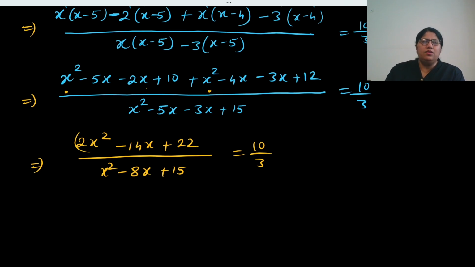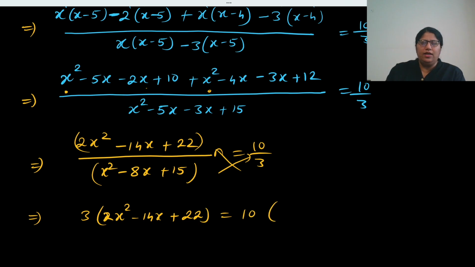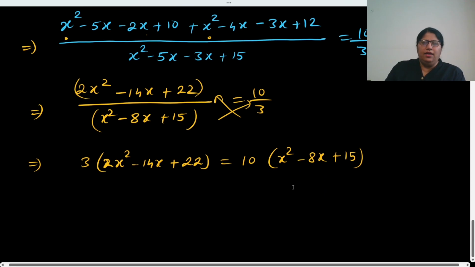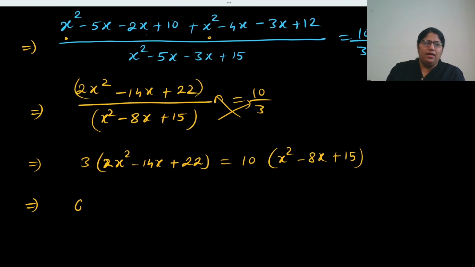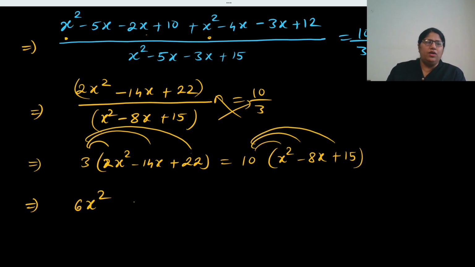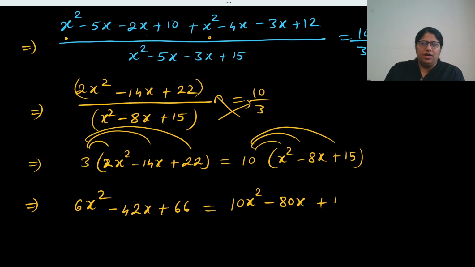After this you have 3 terms, I can do cross multiplication here to remove the denominator. So it will be 3 times 2x square minus 14x plus 22 equals 10 times x square minus 8x plus 15, right? Here it's a very important part because it will carry 3 marks. Now again you will use distributive property, and here 10 will distribute over all the 3 terms. So 6x square minus 42x plus 66 equals 10x square minus 80x plus 150.